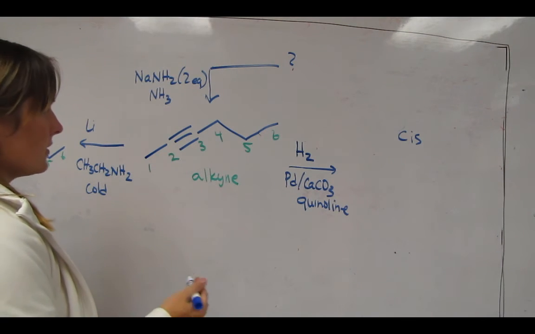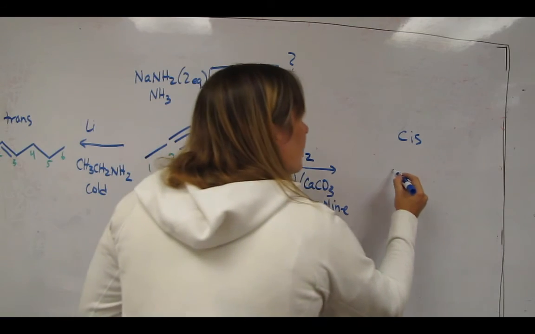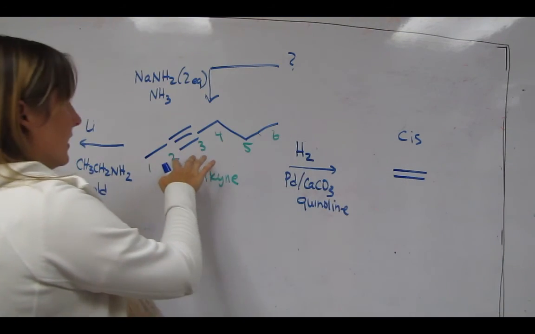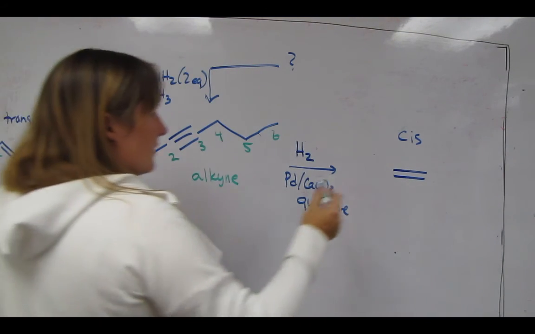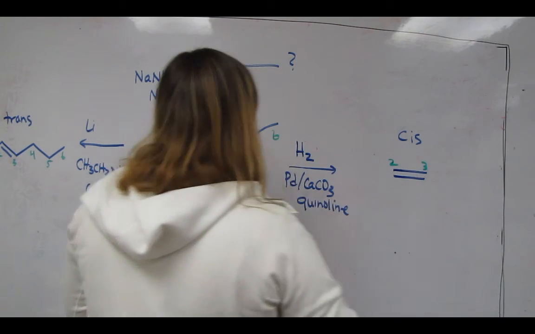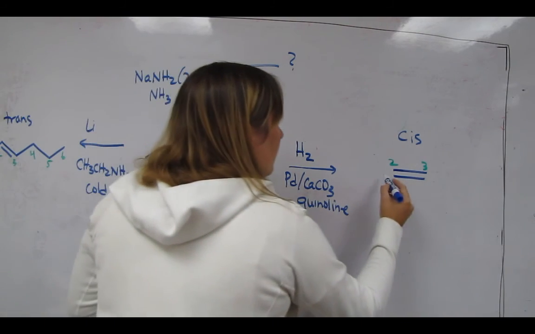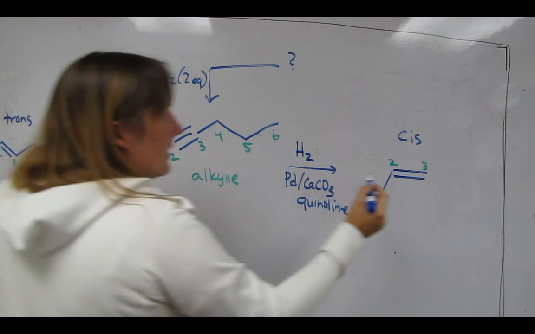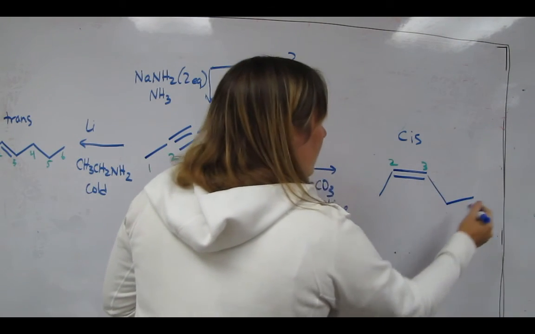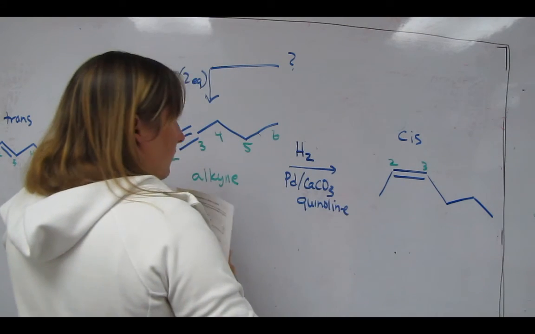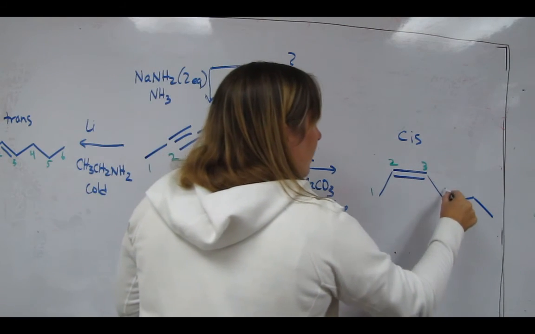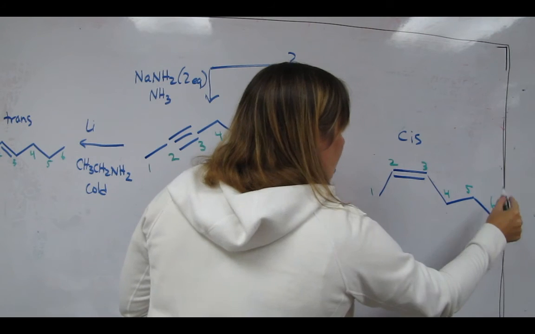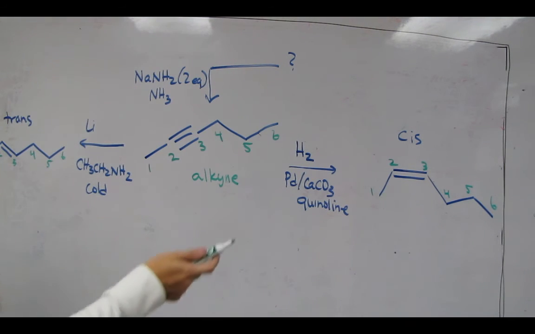And then on this side we're reducing to a cis-alkene, and a cis-alkene is not as easy to draw, and so I usually start with the alkene first. And so my alkene is between carbons 2 and 3, and so I need carbon 1 to be cis with these remaining carbons. So we have 1, 2, 3, 4, 5, 6. And you should be able to name both of those.